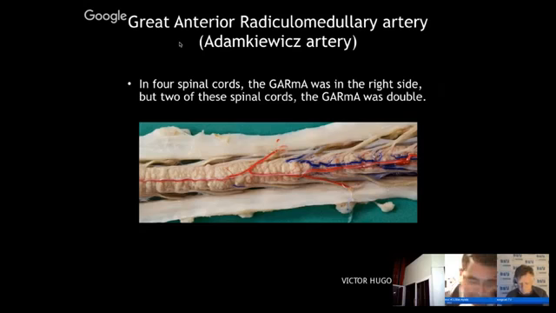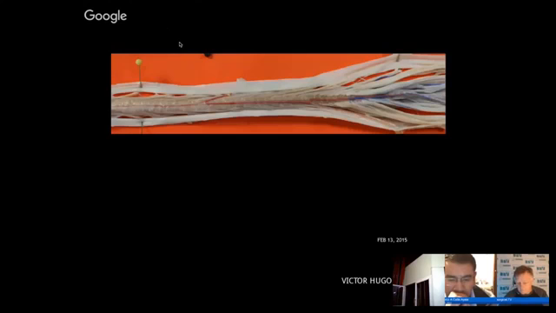But in 2 of these spinal cords, the Adamkiewicz artery was double, as you can see in this picture. One arising from the left side and the other one from the right side.